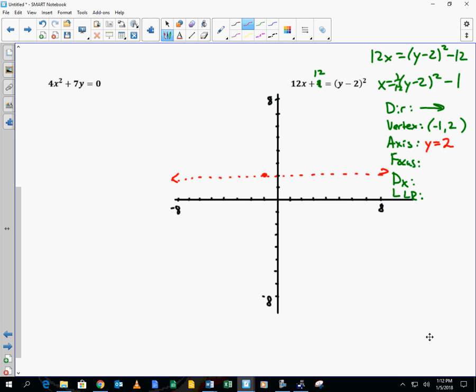The focus point. What do I need to figure out in order to do focus and directrix and length of latus rectum? P. How do I figure out P? Very good. A equals 1 over 4P. What is P? 3. Now what? So what? P is 3. What does it even mean?